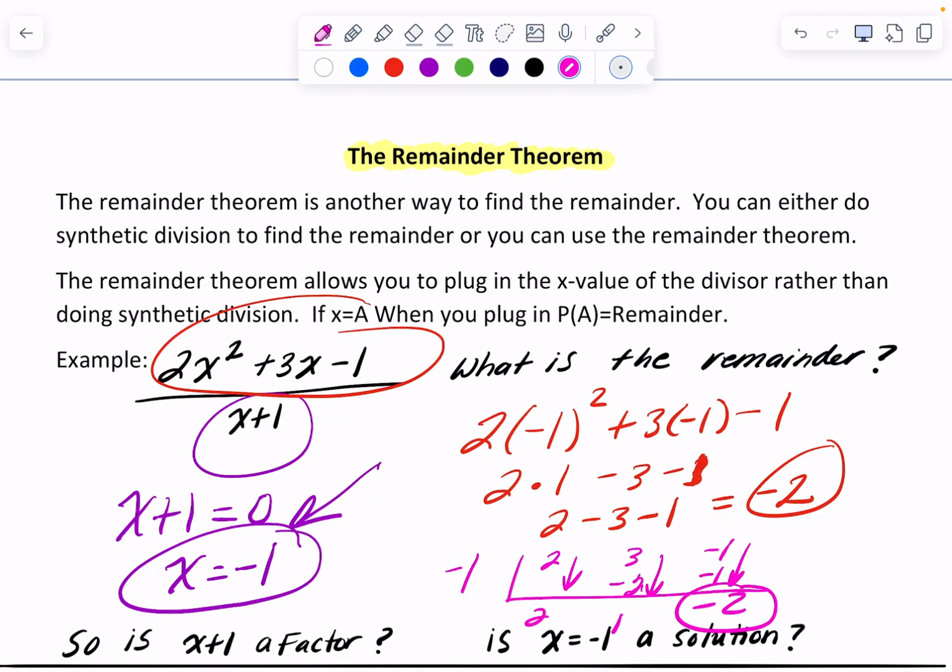So my question is, what do you prefer? The remainder theorem says you just plug it in. Synthetic division. I way would rather do synthetic division. Look how much quicker it was. But that's just me. I'm not saying you have to pick what I pick.